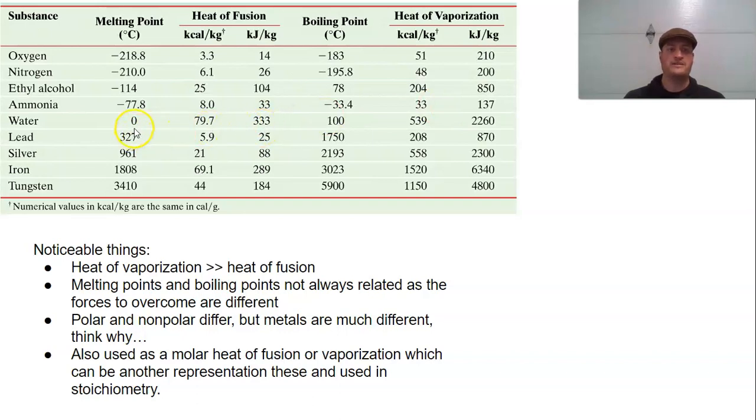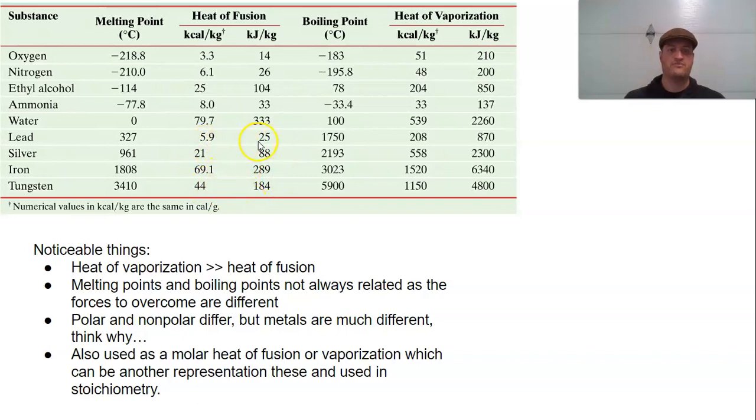Again, they're not always the same. This one has a 200-degree difference. This one only has a 100-degree difference, but a much, much higher idea of not only heat of fusion, but heat of vaporization. So again, comparatively, we know that something that has a higher heat of vaporization would have higher intermolecular forces. And of course, these are nonpolar, which is going to have less. Also, the heat of vaporization is always going to be much higher than the heat of fusion for one substance.